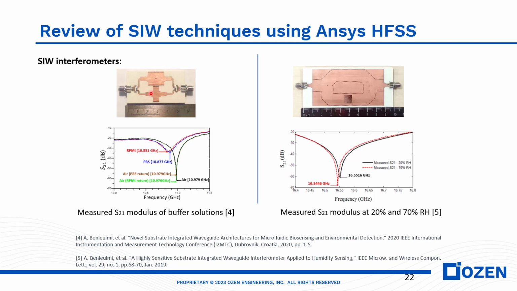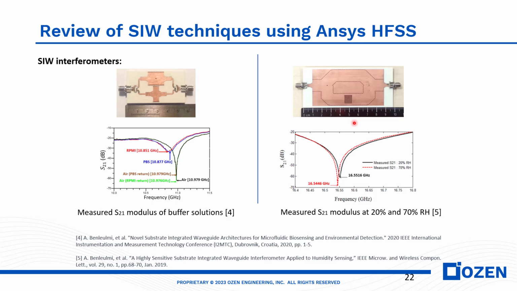The phase difference between the two arms is 180 degrees. So the arms are designed to have 180 degrees phase shift to ensure that we have a destructive interference. And this destructive interference, we can see it here as a frequency. So by injecting a material in this structure, the frequency shifts, and by retrieving the sample, the frequency goes back to its initial state. This structure was tested with buffer solutions, PBS and RPMI.